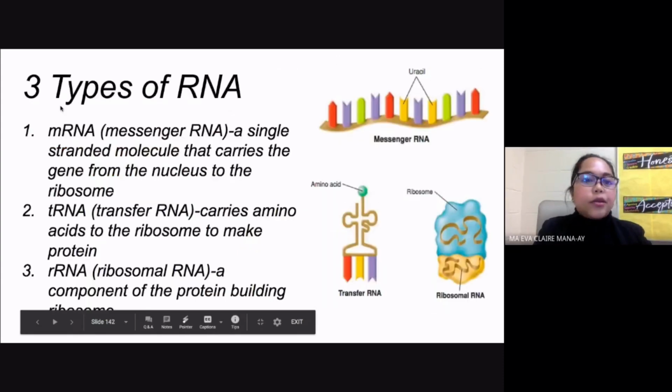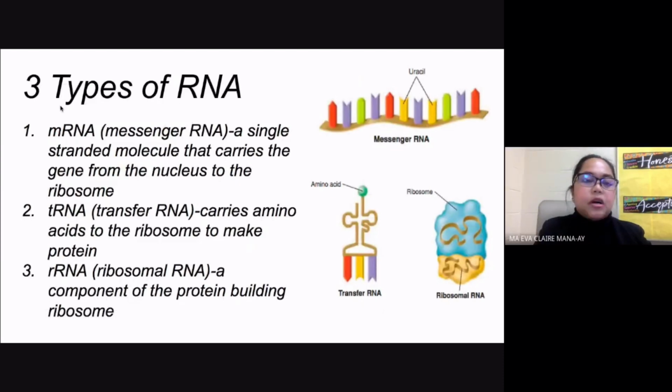Now, there are 3 different types of RNA before we get to the different steps of translation. You have 3 different types of RNA here. Your mRNA, that's the messenger RNA. It contains your genetic information in an RNA. So what was produced in transcription, the making of RNA, was your messenger RNA. You also have your tRNA or transfer RNA, which carries amino acids to the ribosomes to make proteins. I'm going to show you how it's done later.